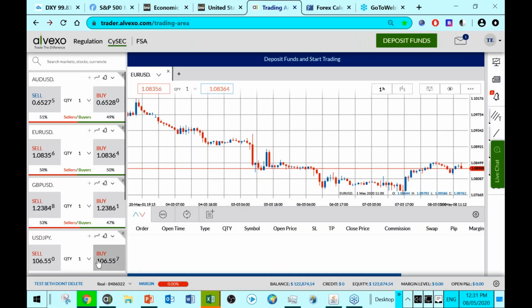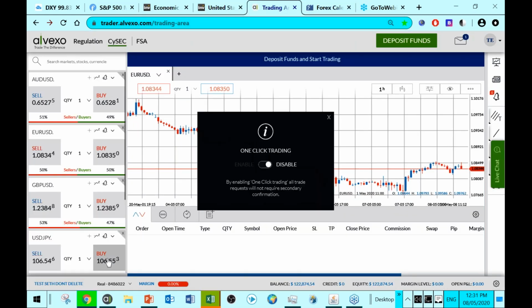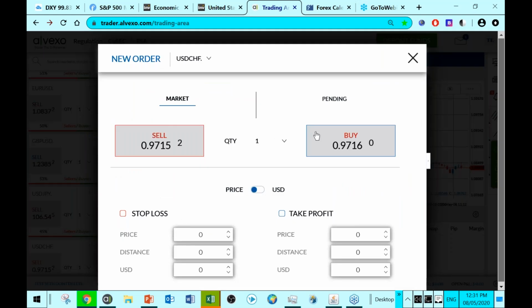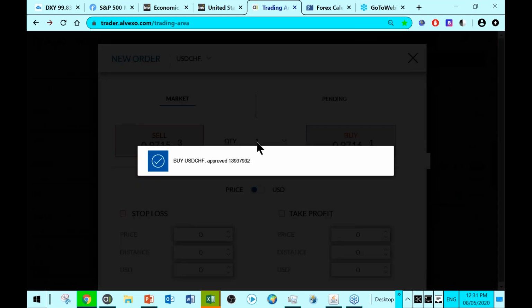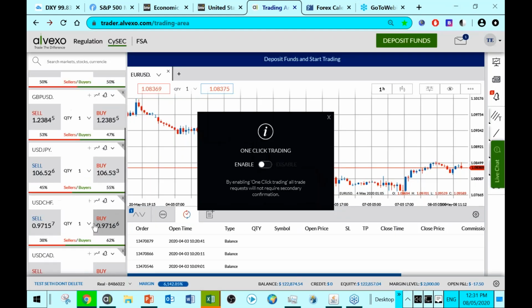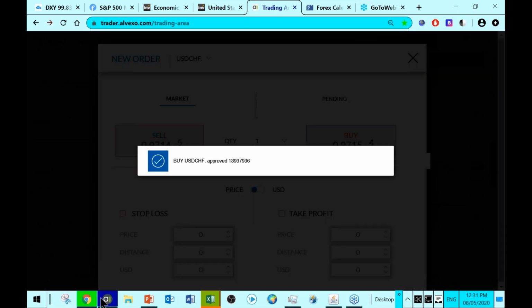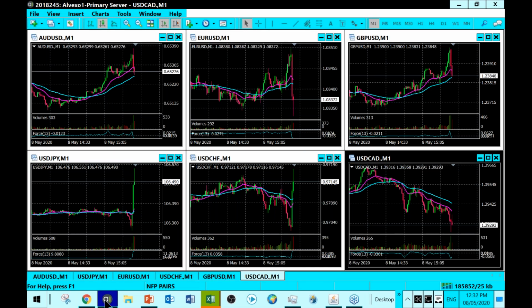Dollar yen, buy. What the hell is this? Okay, buy dollar yen. Okay, great. Buy dollar Swiss. Great. All right, let's see what else is going on.